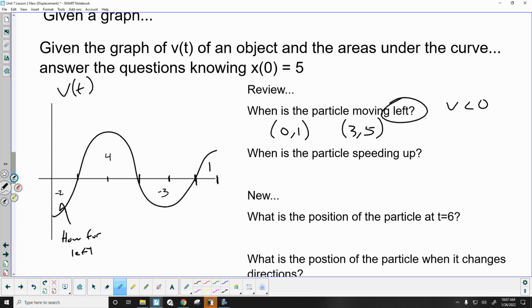So tell me, what's my position at the first second? Telling you the position at the 0 second is 5. What's my position at the first second? 3. How did you get that? I know where I started. I know how far I've moved. Now I know where I am. What's that 4 tell you? How far I've moved right.